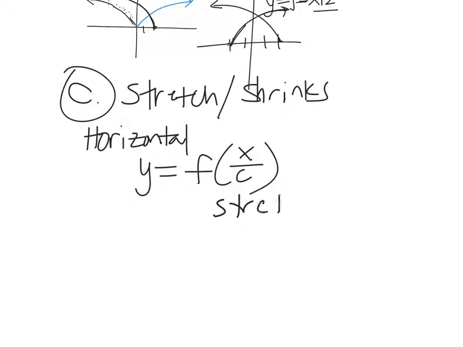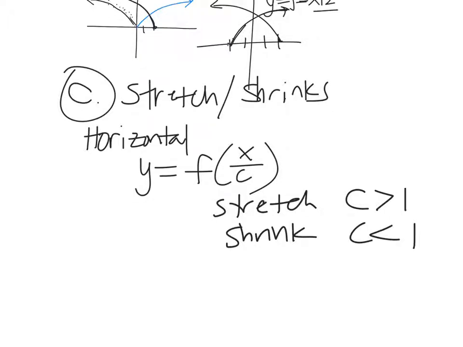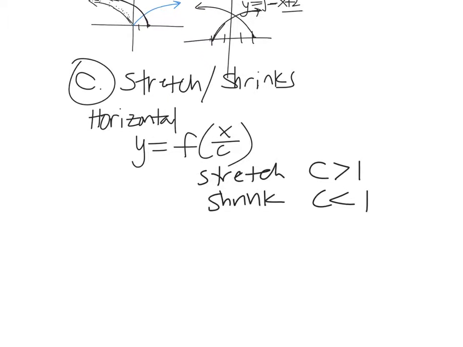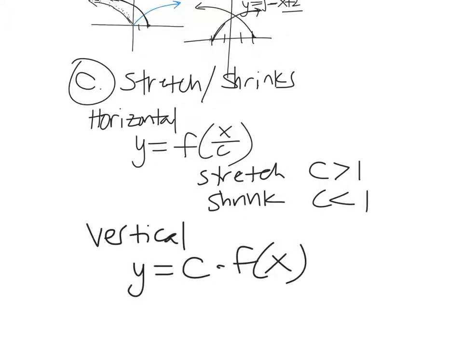It's going to be a stretch if c is greater than 1, and it's going to be a shrink if c is less than 1. Okay? Now, horizontal is the hardest one. The vertical is not so bad. Vertical is actually pretty easy. Vertical, all you do is you take that c and you multiply the entire outside function by it. Okay, the horizontal is a little tricky. You got to put that 1 over c or x over c in there and deal with it, and it's pretty bad.